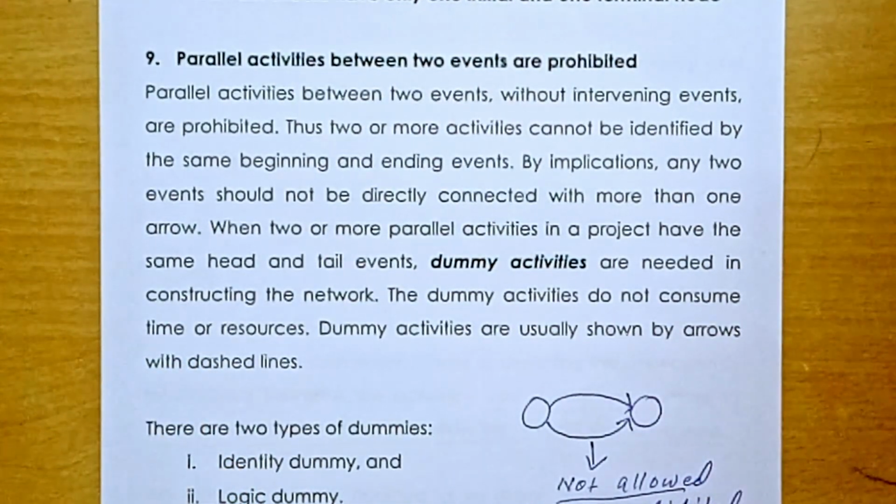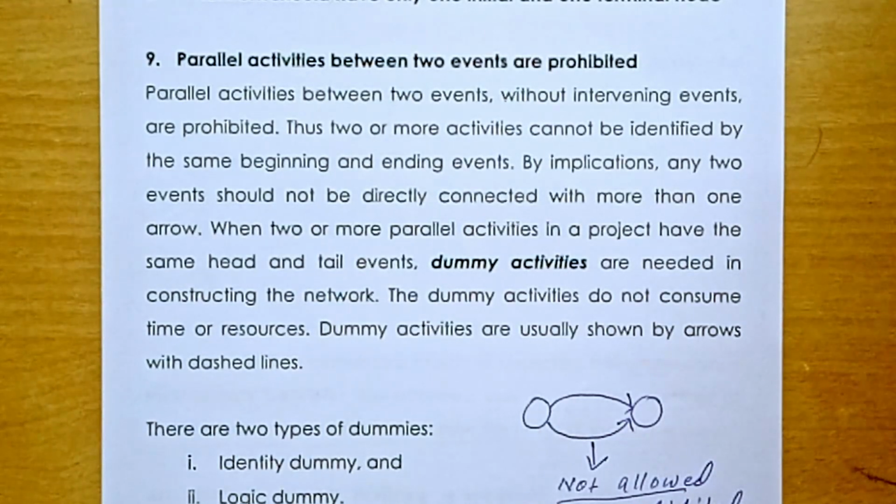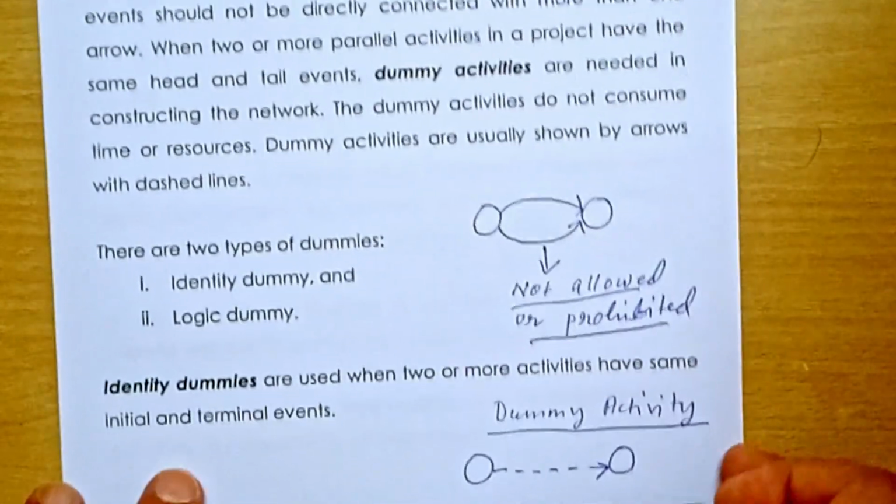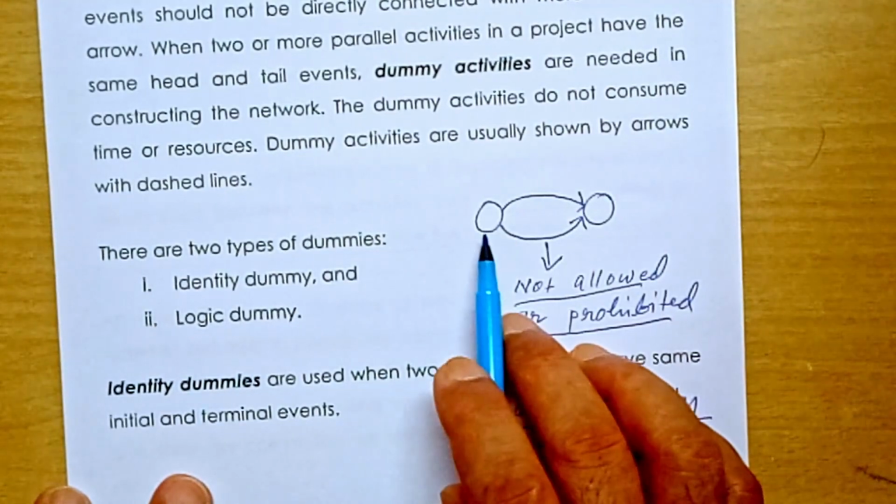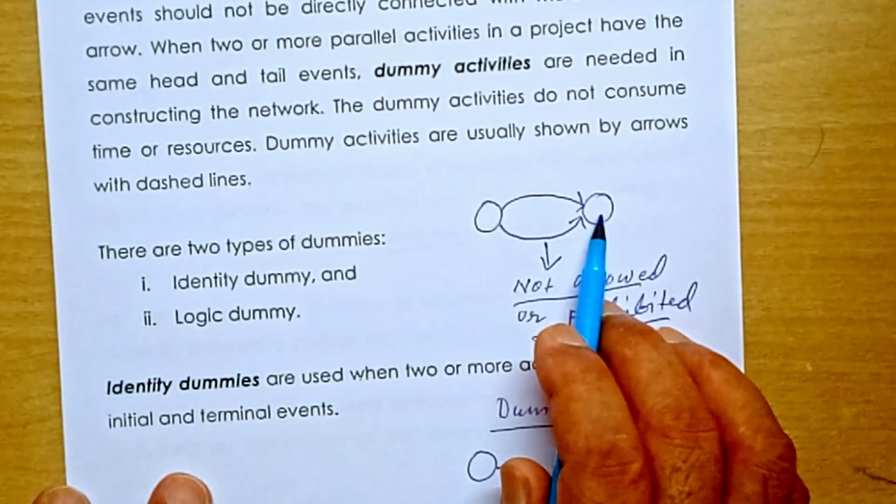Next rule is very important. Here it is said parallel activities between 2 events are prohibited. Parallel activities. That means 2 activities joining 2 events. One starting event, one ending event. These 2 events are joined by 2 activities. It's not allowed. Parallel activities between 2 events without intervening events are prohibited. Thus, 2 or more activities cannot be identified by the same beginning or ending events.